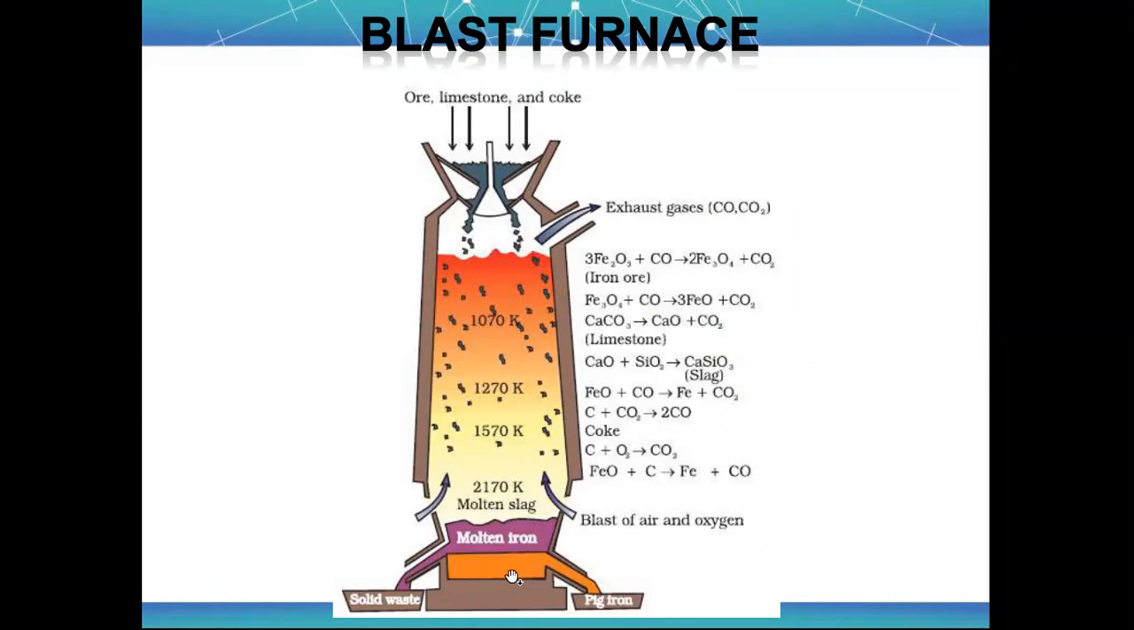Two types of separation take place. First is the solid waste, and next is the pig iron. This orange one is the pig iron, which is an impure form of iron, and this purple part is the solid iron. This is cast iron, because it keeps on heating in the presence of hot air, the blast of air, so impurities are removed.